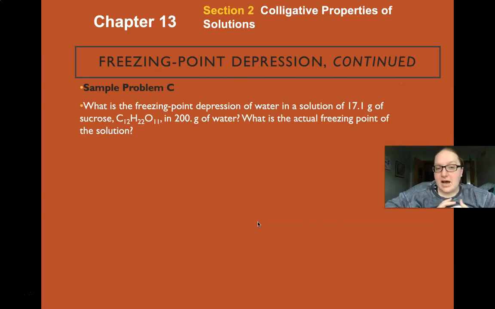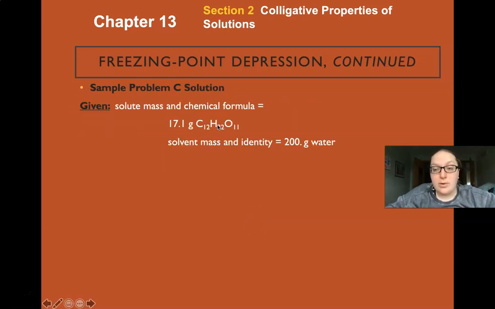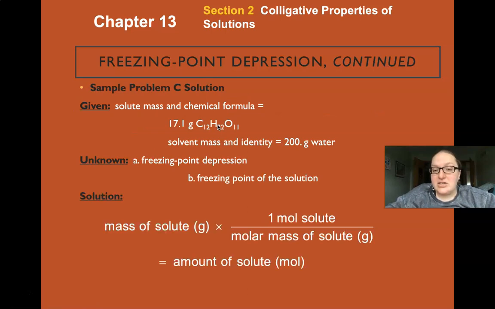So here is our question. It says that we have 17.1 grams of sucrose with the formula given and 200 grams of water. Our goal is to figure out the actual freezing point of the solution and the freezing point depression. So there's 2 problems in this one. To start, we're actually going to outline some information. The first is what we've been given. We were told the solute mass and the formula. We were also told the solvent mass and identity.